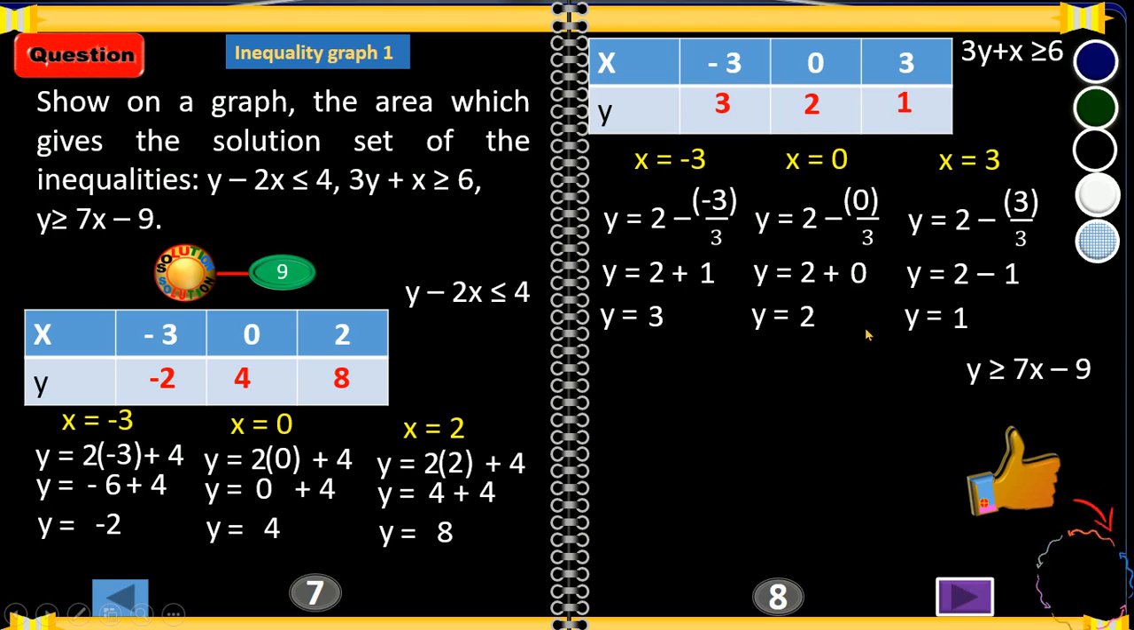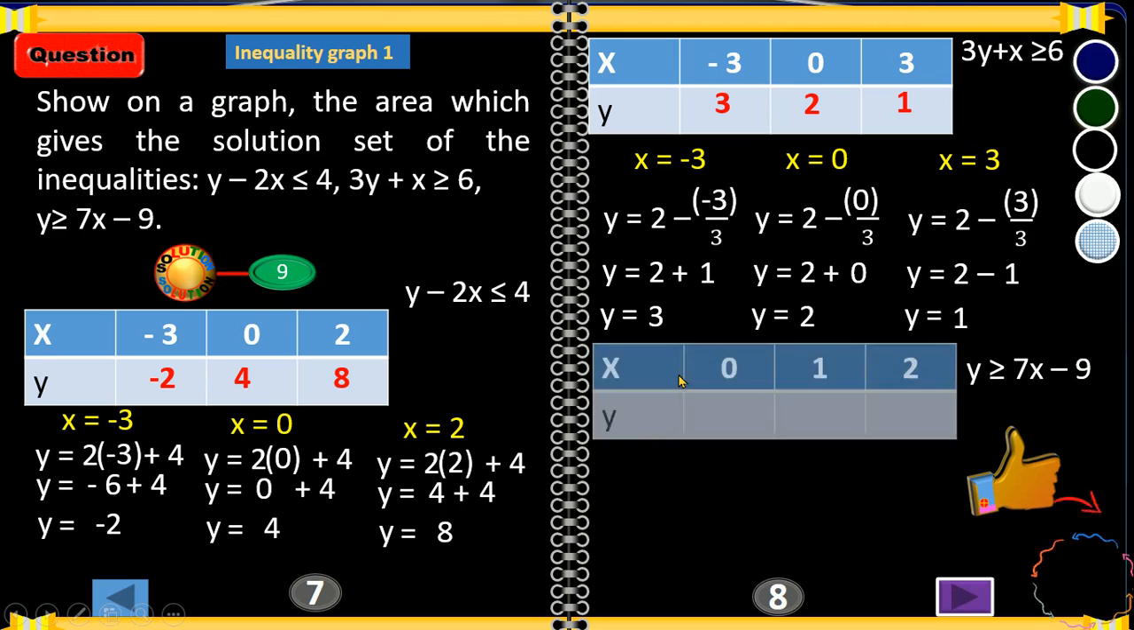Then we are going to do the same thing for the third one, y is greater than 7x minus 9. We are going to complete the table again. Choosing the values is your choice, and your scale too. So we are now going to make y the subject. y is equal to 7x minus 9.